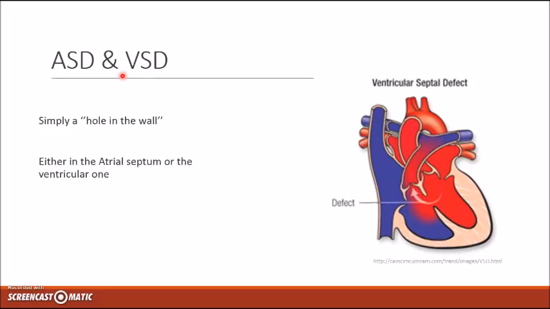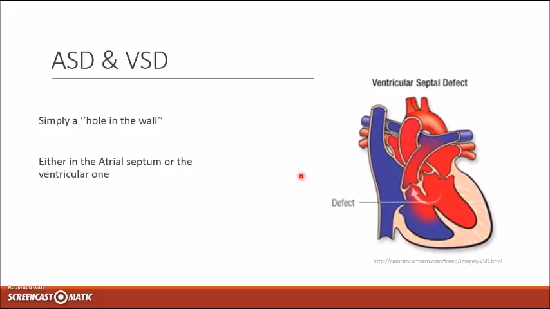So first, we'll talk about the atrial septal defect and ventricular septal defect. If we're going to simplify this, we're going to say that it is merely a hole in the wall. As we said in the anatomy videos, there is a ventricular septum and an atrial septum that separate the right ventricle from the left ventricle and the right atrium from the left atrium.